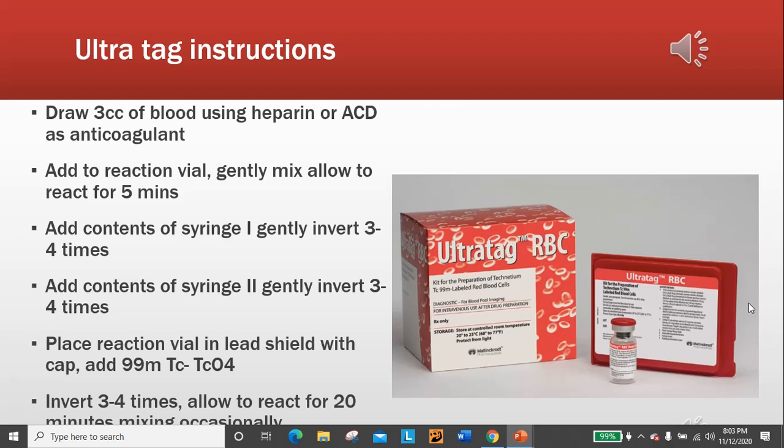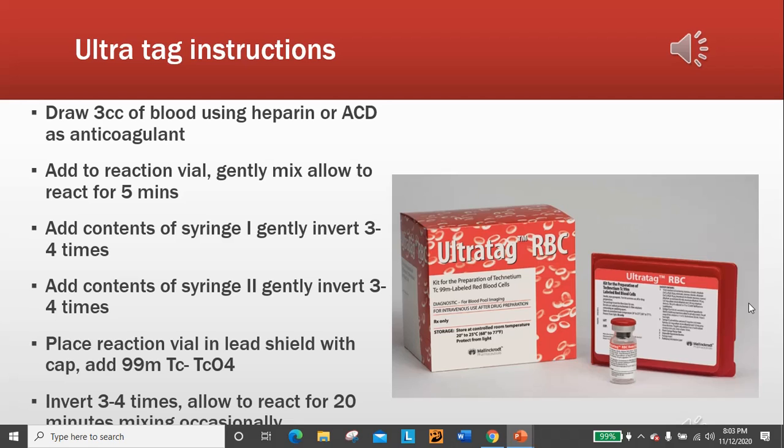So I withdrew 3 cc's of blood from my patient. I added it into a tube of heparin that we already had. You can use heparin or ACD as an anticoagulant. Then I added the blood to the reaction vial, and then I gently inverted it about 3 or 4 times, and then I allowed it to react for 5 minutes. Then I added the contents of syringe 1, gently inverted it 3 to 4 times, and then I added the contents of syringe 2 and did the same thing.